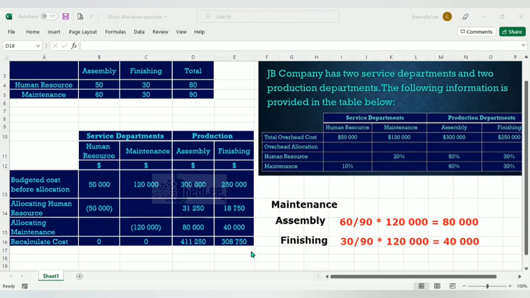So that takes us to the end of this lesson. In our next lesson, we're going to look at the step-down method. So guess what? Join me in that session if you want to learn how to allocate service costs using the step-down allocation method.